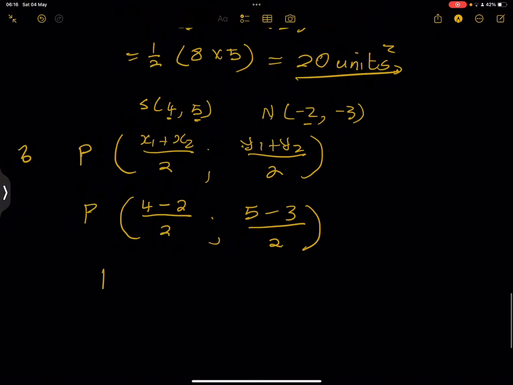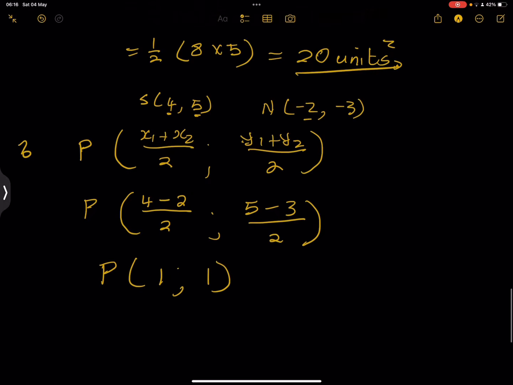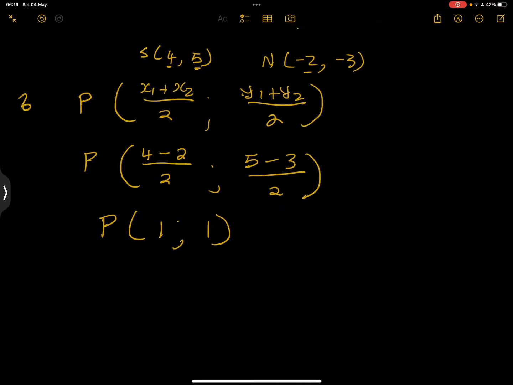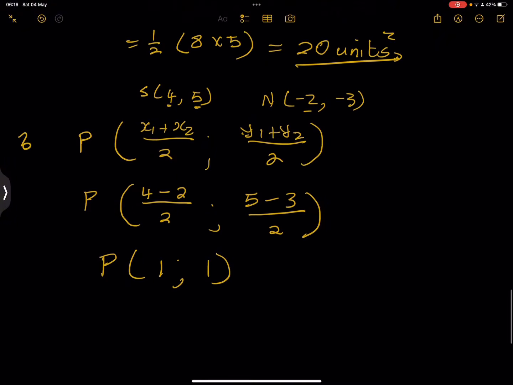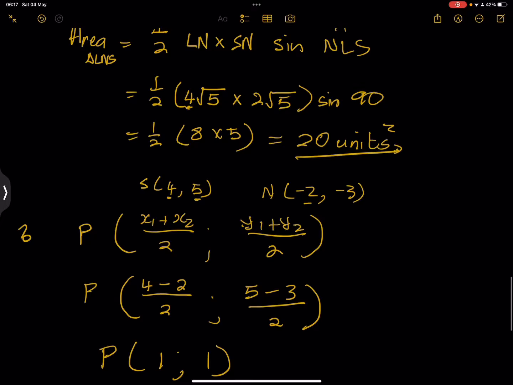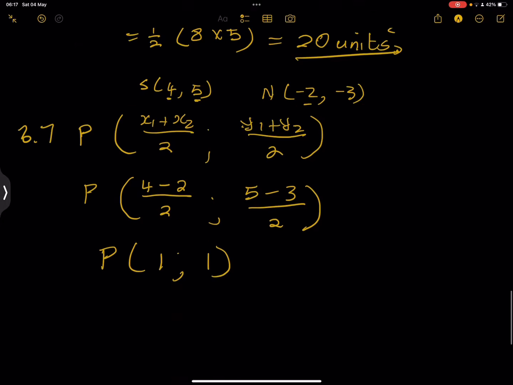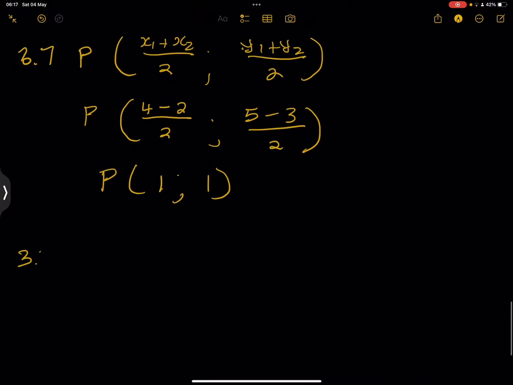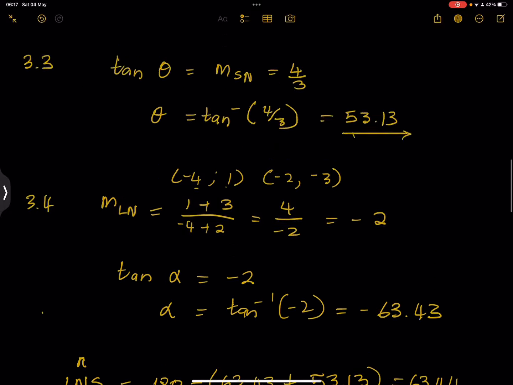So the coordinates of P, 4 minus 2 will give us 2. 2 divided by 2 gives us 1. And 5 minus 3 gives us 2 again. 2 divided by 2 gives us 1. So the coordinates of P will actually be 1 and 1. All right, so that was 3.7. As we move right along to 3.8.